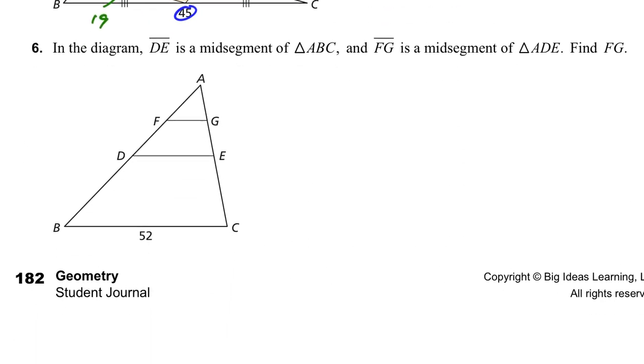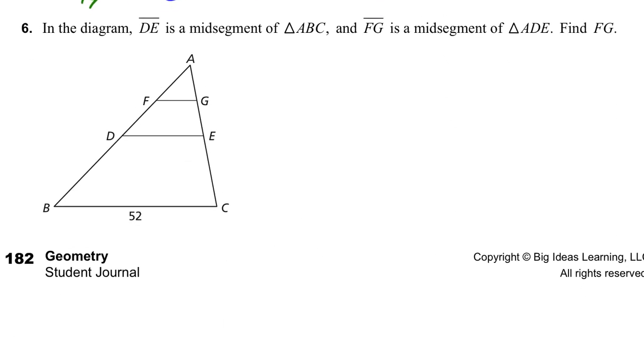All right, moving on to number 6. In problem number 6, it says in the diagram, segment DE is a mid-segment of triangle ABC. So ABC is the whole big triangle, DE is the mid-segment, and then it says FG is a mid-segment of the smaller triangle ADE, and we want to find FG.